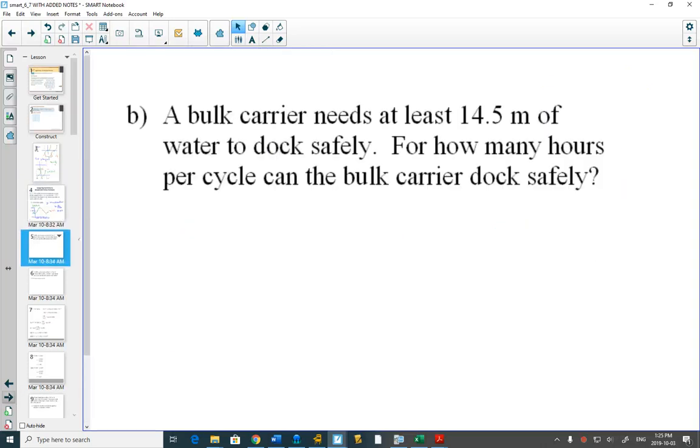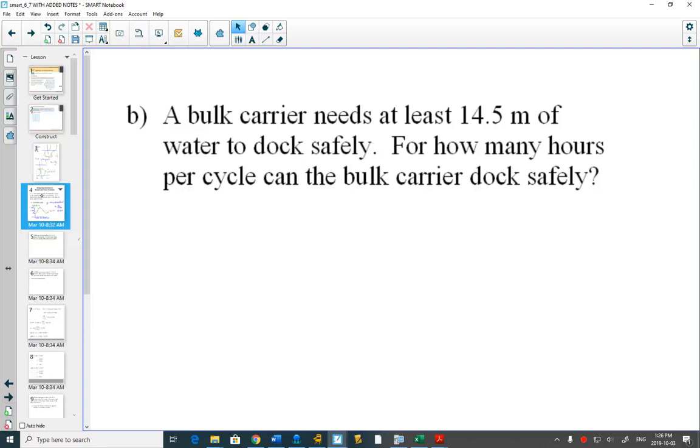Part B to the question says, a bulk carrier needs at least 14.5 meters of water to dock safely. For how many hours per cycle can the bulk carrier dock safely? In other words, a big boat needs a certain amount of water in order to come into the harbor. If there's not enough water, it's going to bottom out. It's going to hit the bottom of the ocean and get stuck. So it's wondering, how long can this boat come into the harbor and go out again?